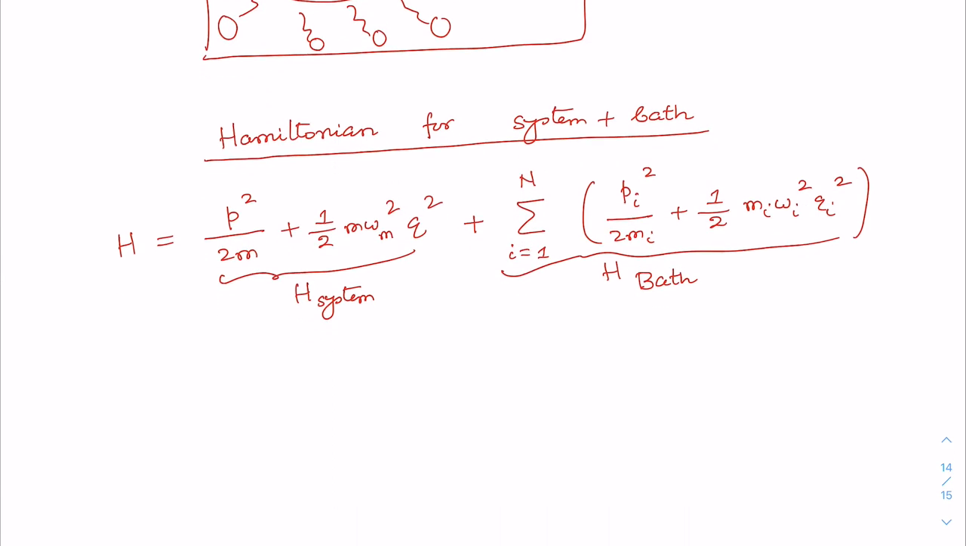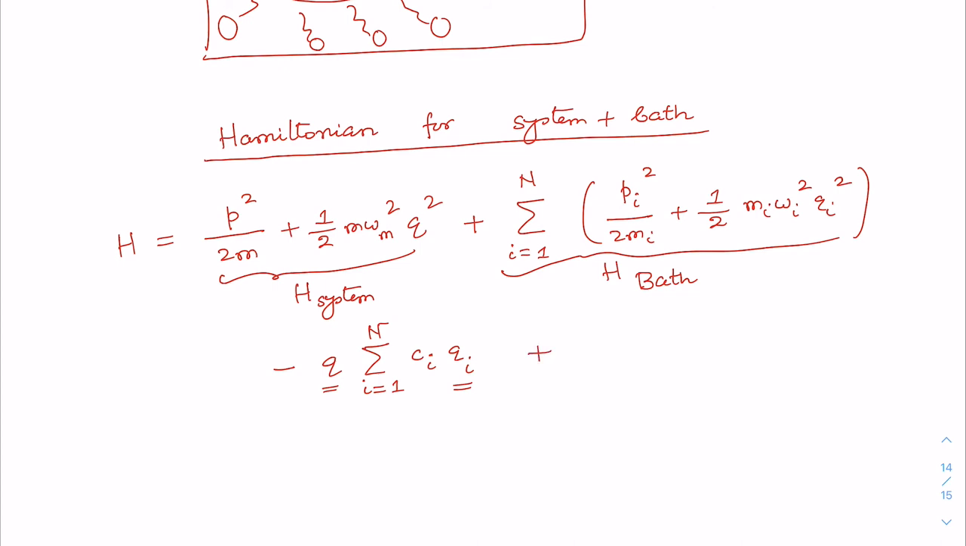And the system and the bath are interacting with each other, and the interaction is taken into account by this part here. Q is the system parameter, and the bath parameter is there are n oscillators, and corresponding to these n oscillators there are qi coordinates. So various coordinates are there. So the system coordinate is getting coupled to the bath coordinates, and ci is the corresponding coupling between one particular bath variable qi and system variable q.